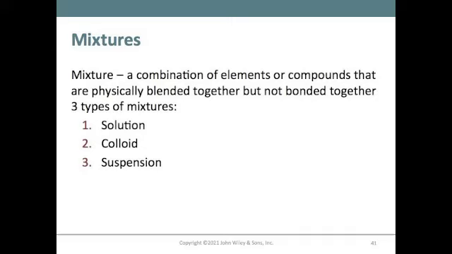A colloid differs from a solution mainly because of the size of its particles. So where solutions are often transparent, a colloid is often translucent or opaque.